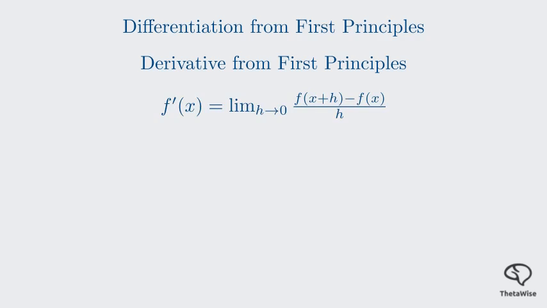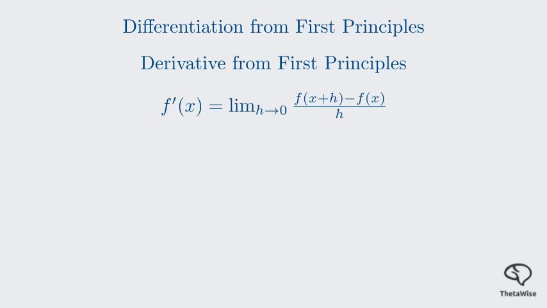It represents the instantaneous rate of change, or the slope of the tangent line to the graph of y equals f of x at any point x. In other words, it tells you how much the output of a function changes for a very, very small change in its input. We use this definition to build up all the differentiation rules.